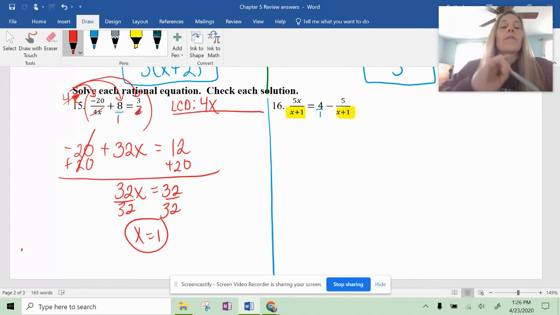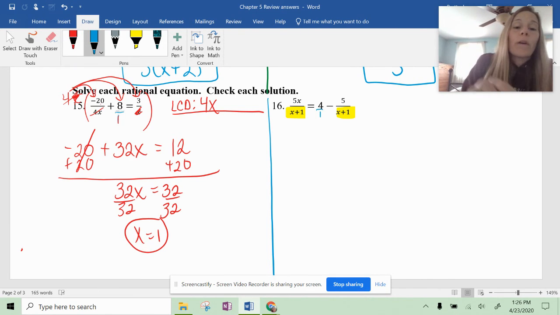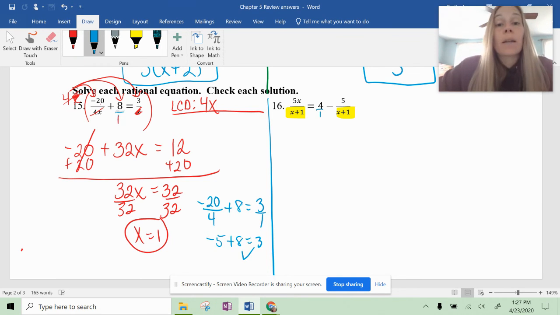Now you should always check for those extraneous solutions. So if I were to check here, I would have negative 20 over, and that's going to be a 4, plus 8 equals 3 over 1. So this is really negative 5 plus 8 equals 3. Which does work, so the answer is not extraneous, it is legitimate.